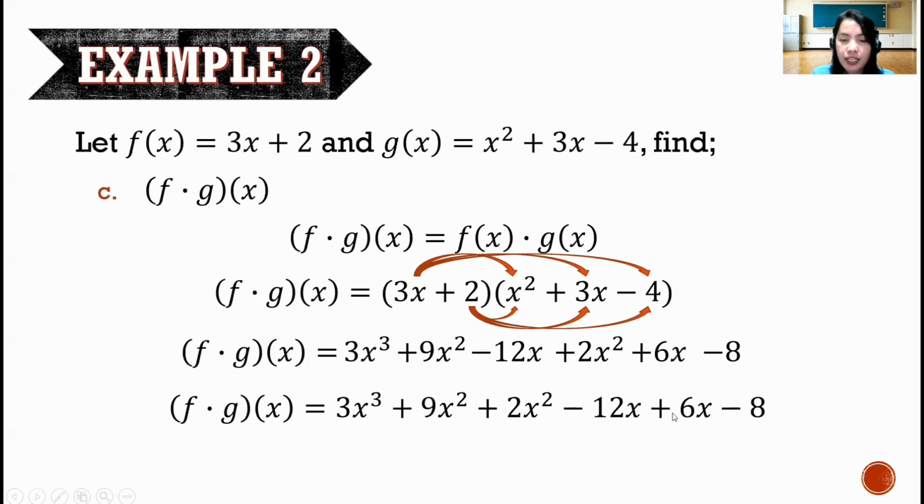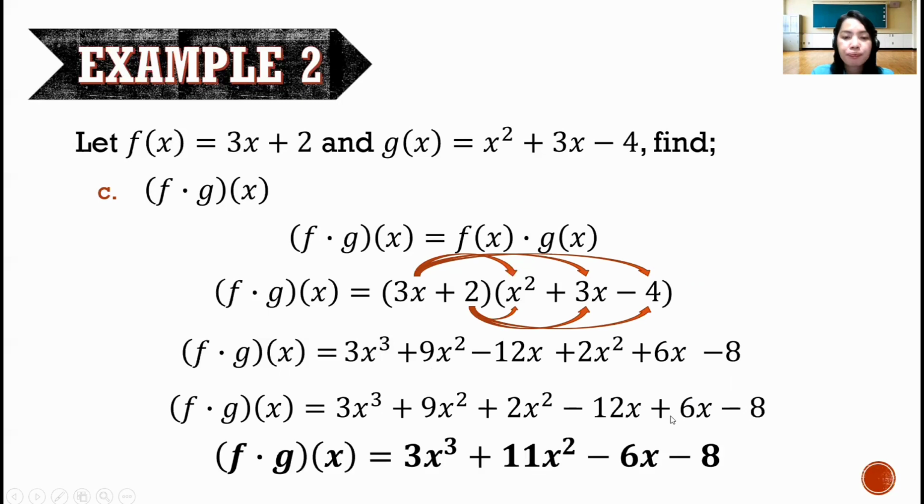So we're going to combine like terms here. Wala naman ng kaparehong term ito na may parehong exponent na 3. So just copy 3x cubed. And itong 9x squared and 2x squared will be added since na may pareho silang sign, which is positive. 9 plus 2 is 11. Just copy x variable and the exponent.